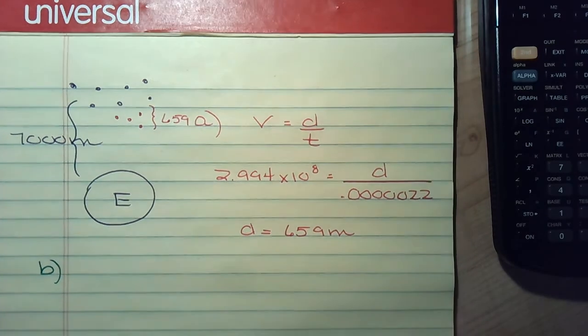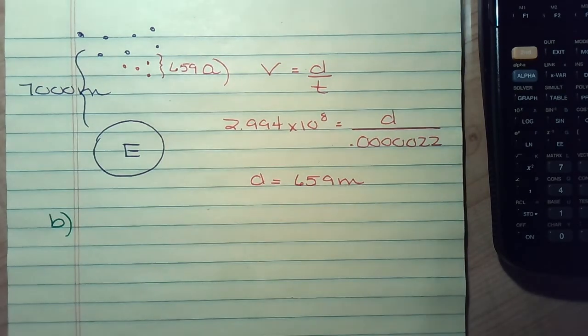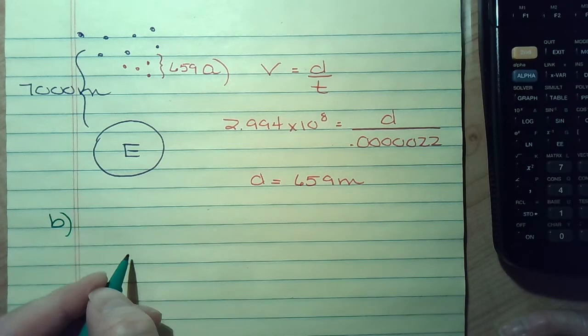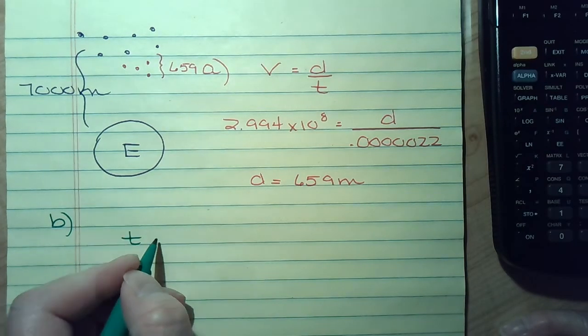So it would be 0.000002 2, counting the places: 1, 2, 3, 4, 5, that would be my 6th, and then the extra 2. And so the question is, how far would they be able to travel?